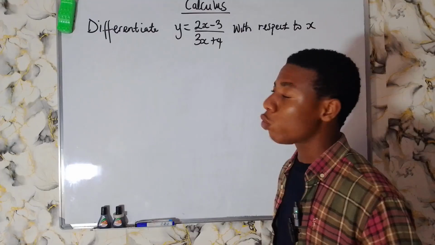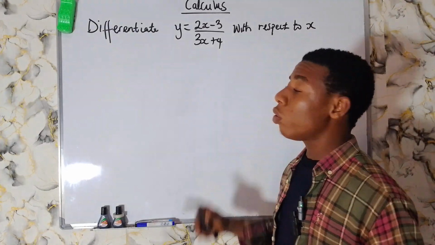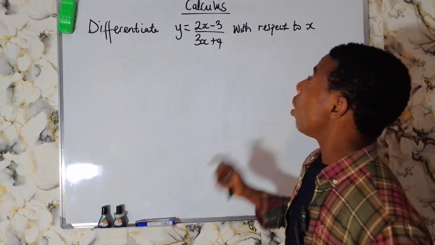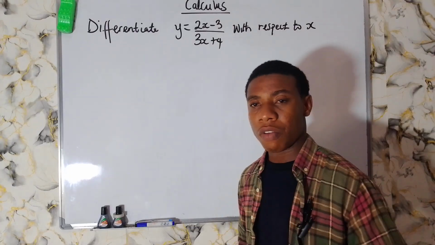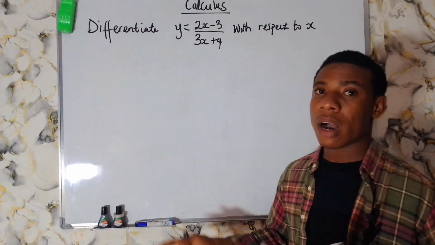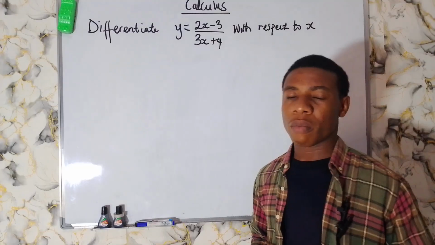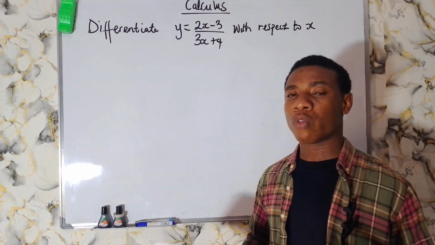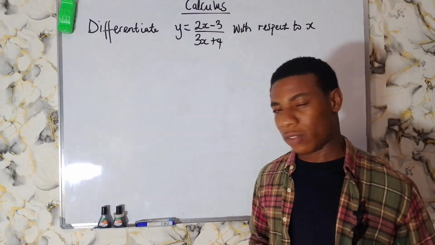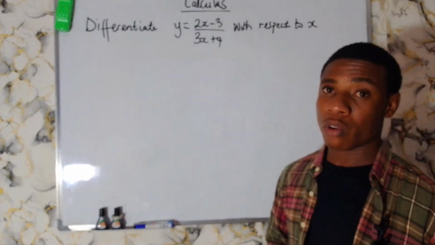The question implies that we should differentiate y equals (2x minus 3) over (3x plus 4) with respect to x. This question is very simple, and it is in calculus. If you know how to solve calculus problems and know the rules and how to navigate through them, it's very simple. So let's start with the solution.